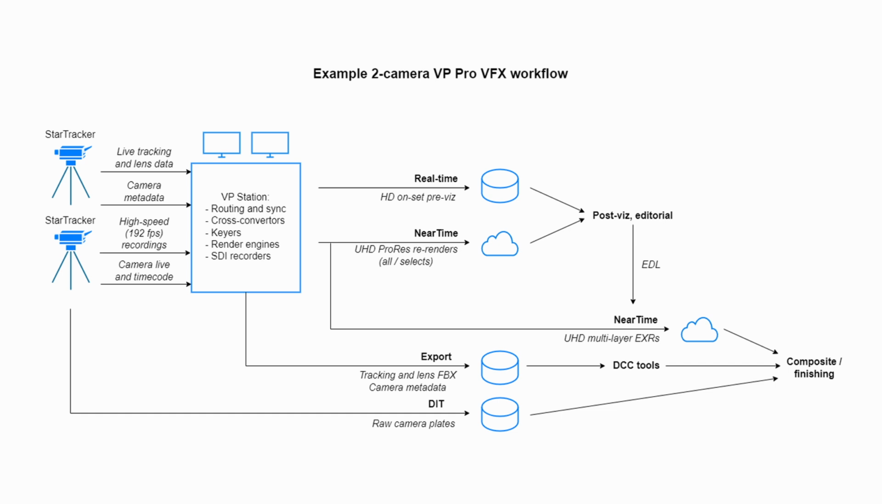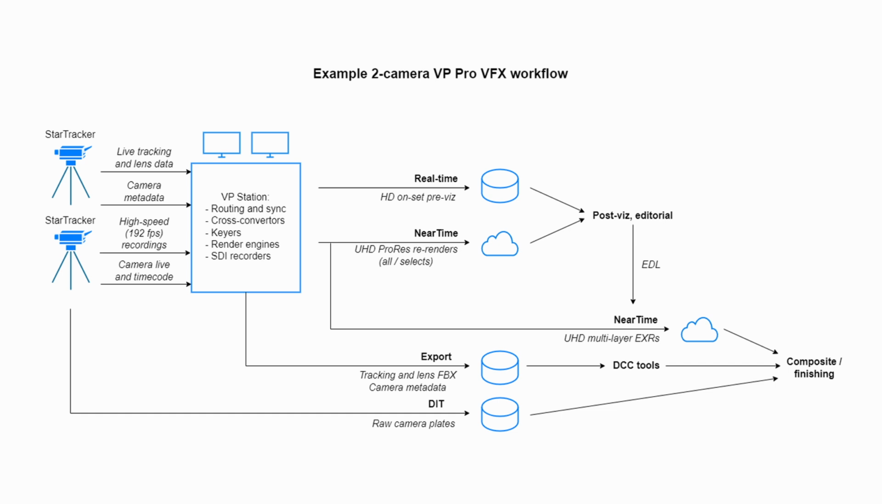So we've got Star Tracker tracking multiple cameras, feeding metadata into our VP station. Now, here our VP stations are these racks behind. On set, we might have a trolley with this stuff in it. And that's generating a real-time on-set previs, and that's what goes to editorial. That's what they edited for this Doctor Who episode.